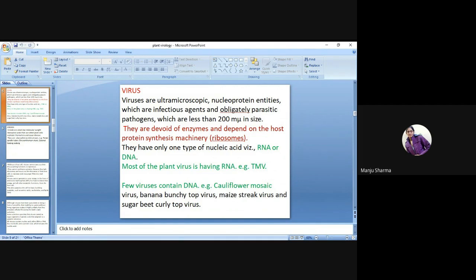So they have only one type of nucleic acid, either RNA or DNA. Most plant viruses have RNA, for example TMV. Few viruses contain DNA as genetic material, for example cauliflower mosaic virus, banana bunchy top virus, maize streak virus, and sugar beet curly top virus.